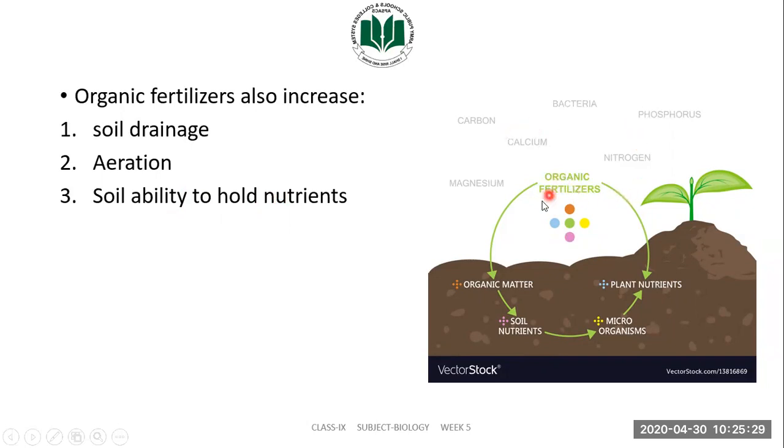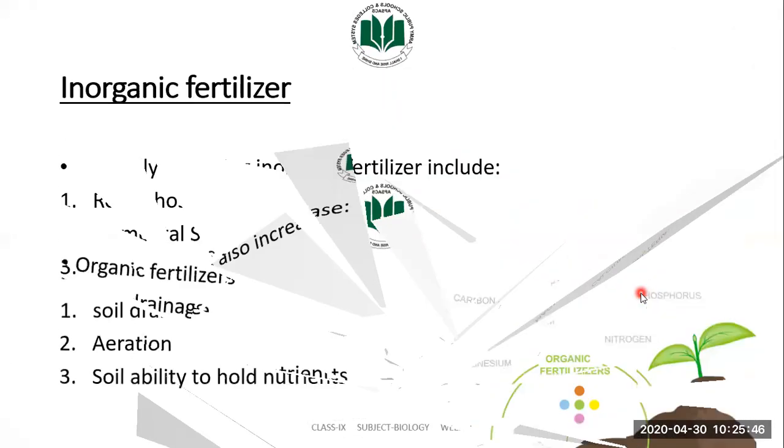So here we can see the organic fertilizers. They are plant nutrients and microorganisms in the soil. Where organic matter and soil nutrients are present, they are converted by microorganisms and given to the plant, so that the plant's growth and yield may be increased.